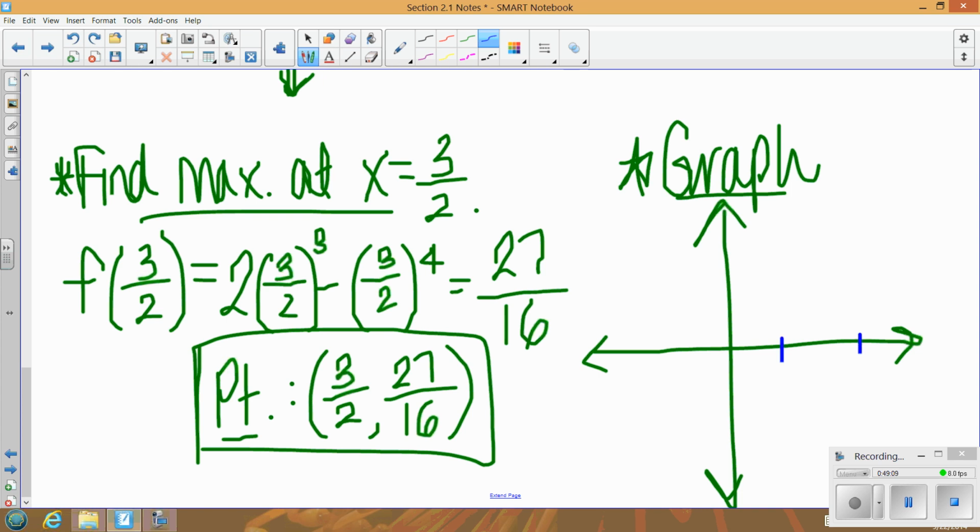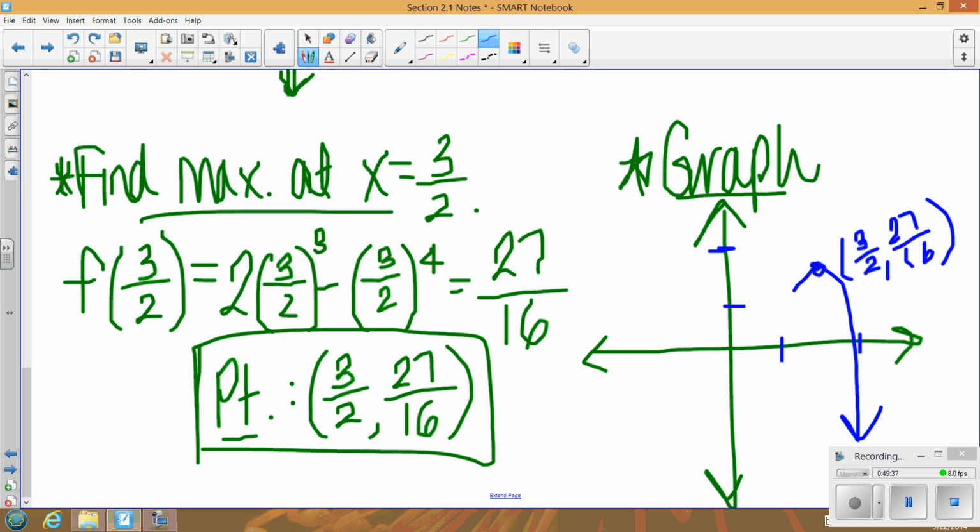So roughly, somewhere in here will be that maximum point. So this would be the max, (3/2, 27/16). And remember what we said, the graph went from increasing to then decreasing at this point.